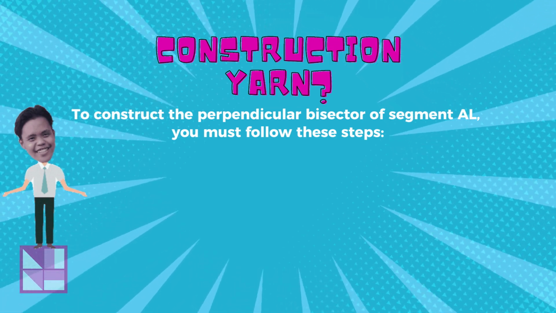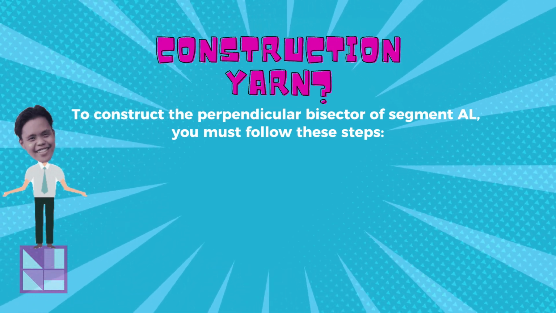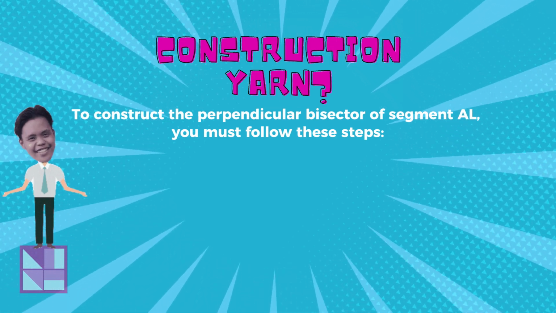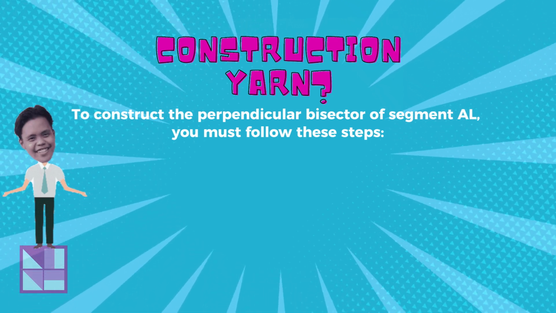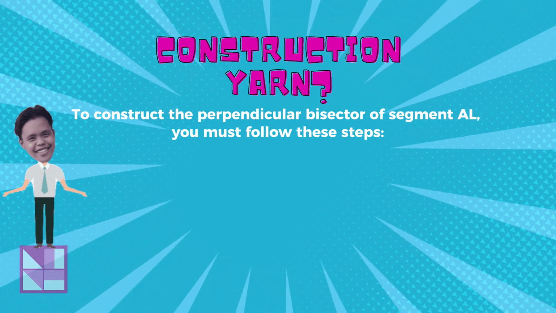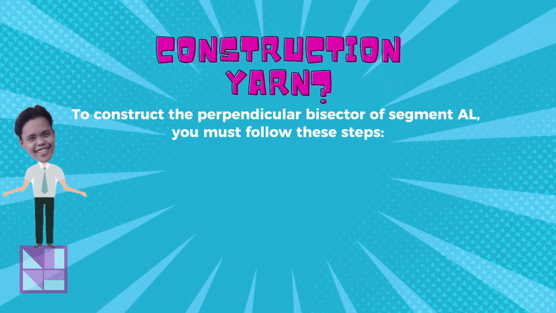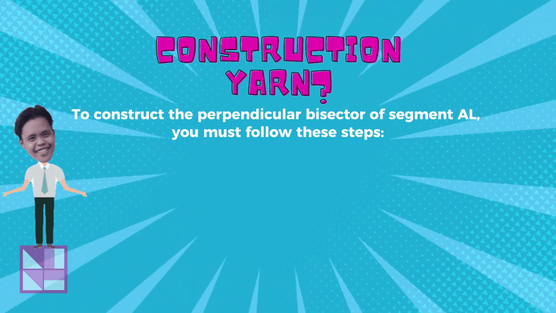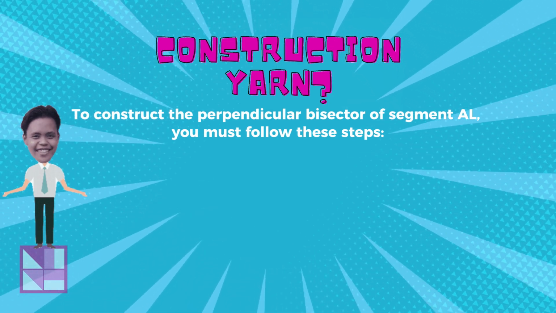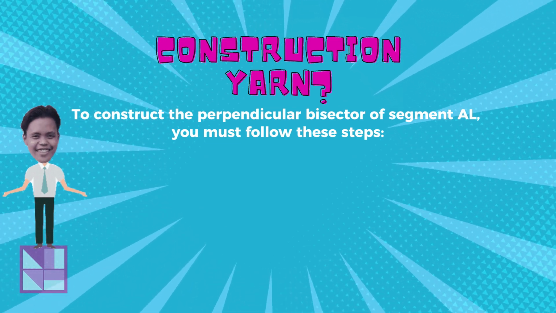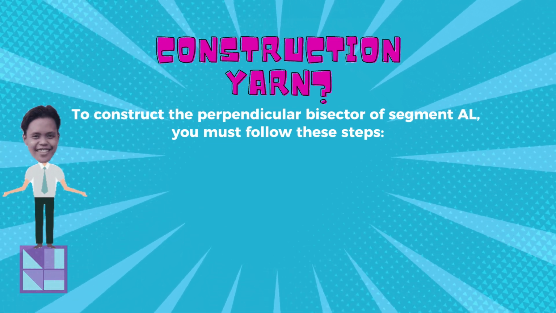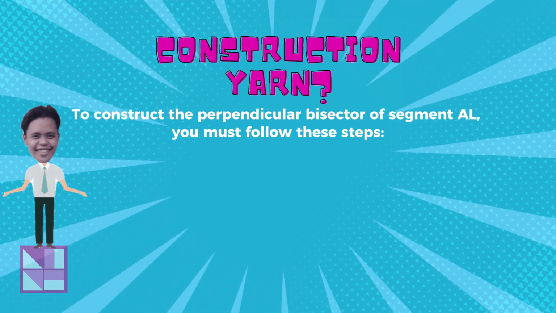Step 3. Without changing the setting of the compass, place the tip of the needle on point L and draw an arc which intersects AL. Step 4. Connect the points of intersection of the 2 arcs using the straight edge. Name this MB. MB is the perpendicular bisector of AL.